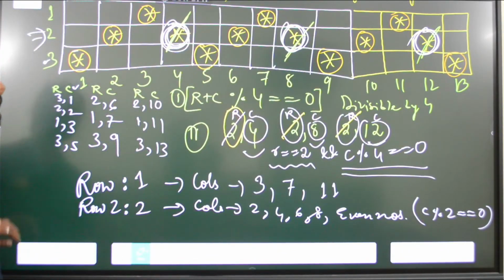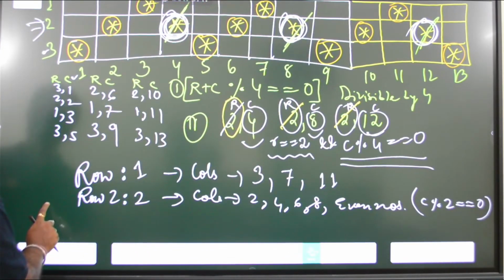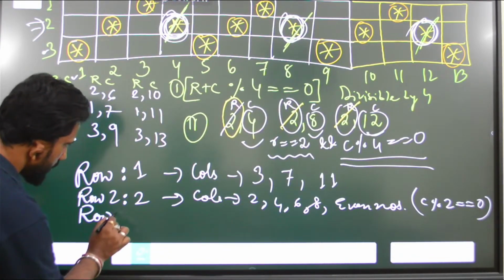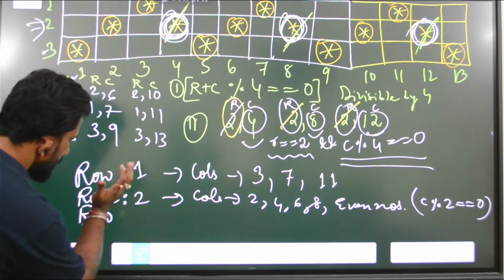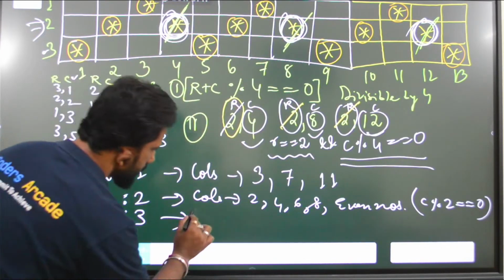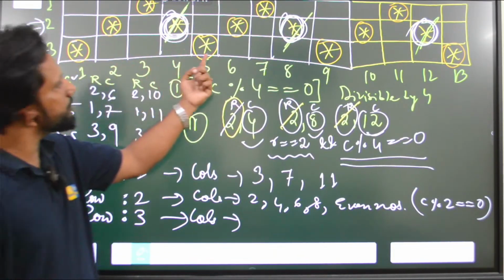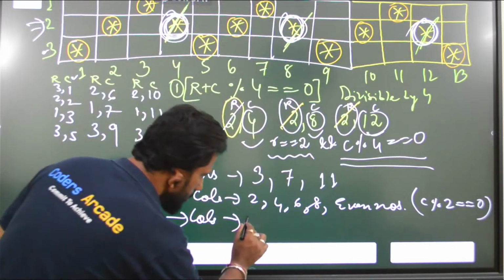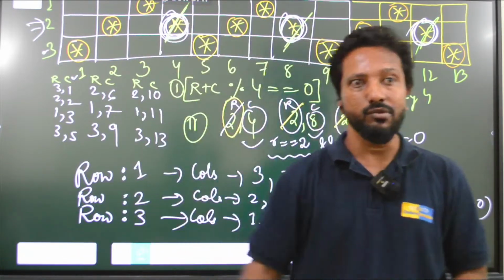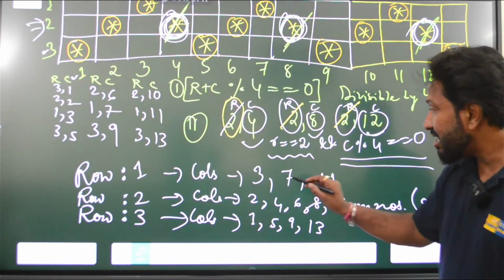For the third one, let me drag it a little bit more up so that I can write here. Okay, fine. For row number 3, columns, very fast you have to find out: 1, 5, 9 and 13. So 1, 5, 9, 13. Just see what I am telling you. It is a very easy shortcut. Try to understand that. 3, 7, 11.